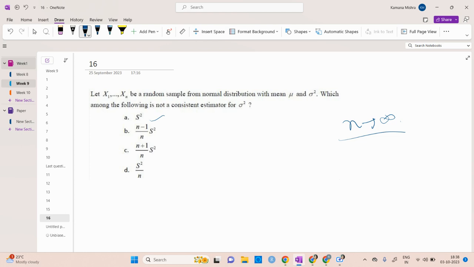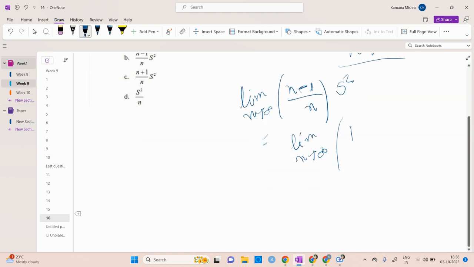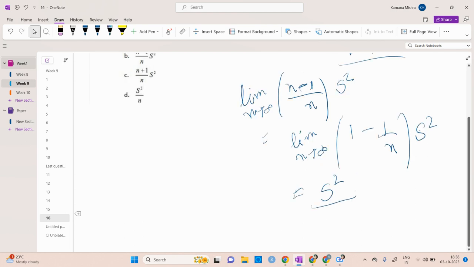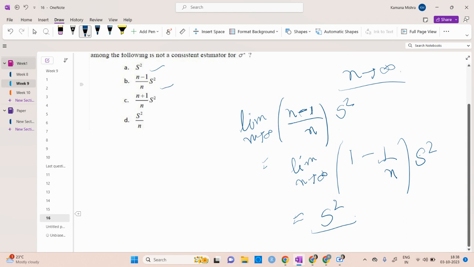So if you take n minus 1 divided by n times s square, and then you take the limit n tends to infinity, n will be cancelled out for the first one. It will be 1 minus 1 upon n, so 1 upon n will go to 0, 1 will be left, and it will be s square. So as n tends to infinity, this is also going to s square. So this will also be a consistent estimator, right?